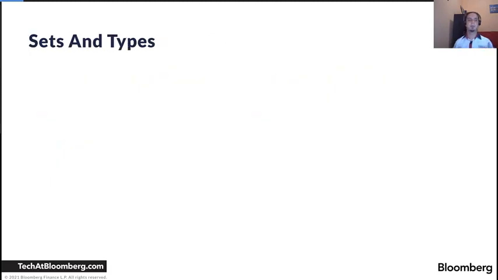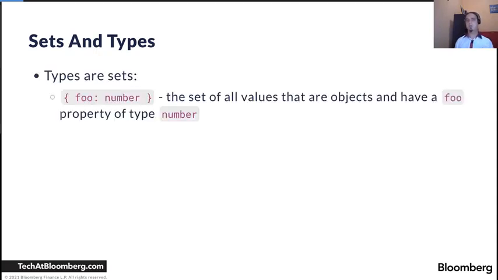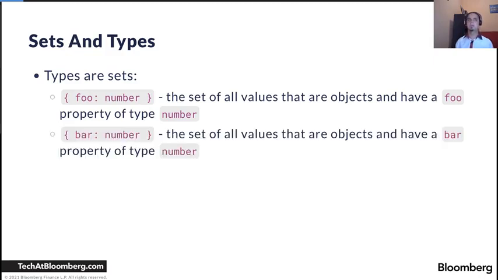The first idea that I want to discuss is the idea that we can look at types as sets. Now, what do I mean by this? Well, if we were to have an object type with property foo, then this represents the set of all values that can be created that are objects and have this foo property of type number. Similarly, we could have an object type with a bar property, and this also represents the set of all possible values that are objects and have this bar property of type number.